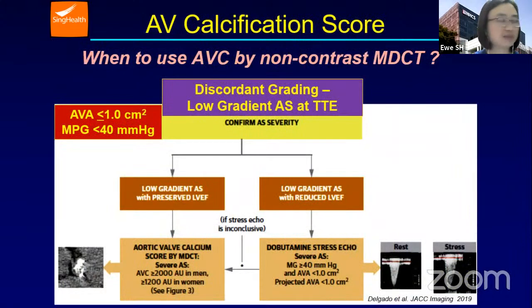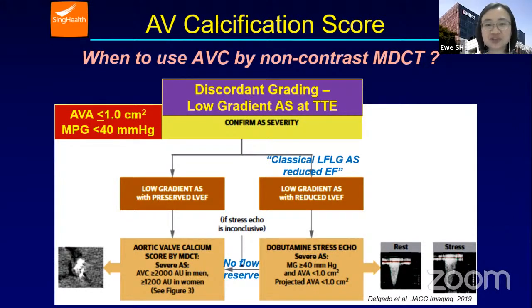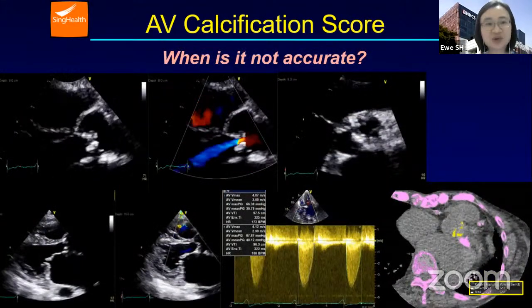I just want to summarize before I go to aortic regurgitation that aortic valve calcification is very helpful, especially in a patient with classical low-flow, low-gradient aortic stenosis with reduced EF, where you don't see a flow reserve and you can't tell after dobutamine stress, or in a patient with preserved LV function, where sometimes you just can't tell. A calcium score can help.